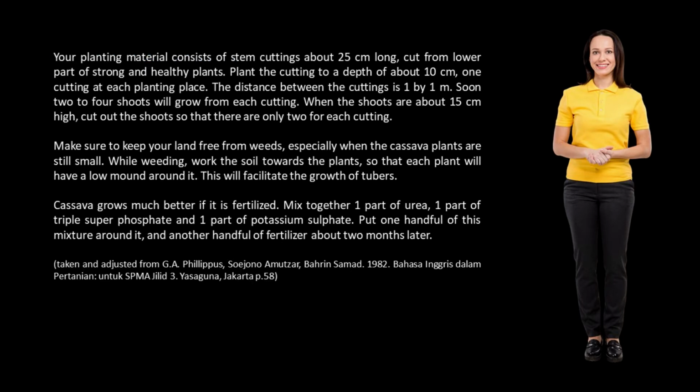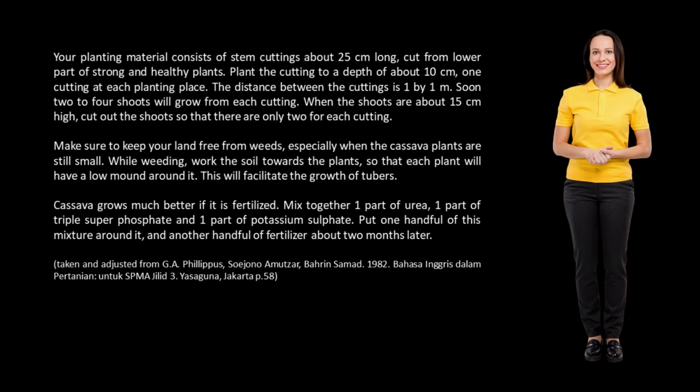Your planting material consists of stem cuttings, about 25 centimeters long, cut from the lower part of strong and healthy plants. Plant the cutting to a depth of about 10 centimeters, one cutting at each planting place. The distance between the cuttings is 1 by 1 meter. Soon, 2 to 4 shoots will grow from each cutting. When the shoots are about 15 centimeters high, cut out the shoots so that there are only 2 for each cutting.